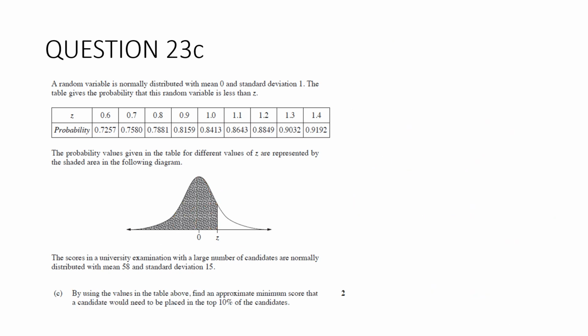In part C, by using the values in the table above, find an approximate minimum score that a candidate would need to be placed in the top 10% of the candidates. So there's some score here, and let's start with some z-score, where 10% will be on this side and 90% will be on this side. And looking at our table, that's approximately 1.3.